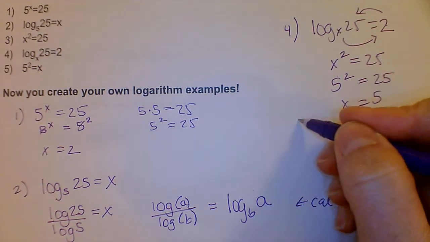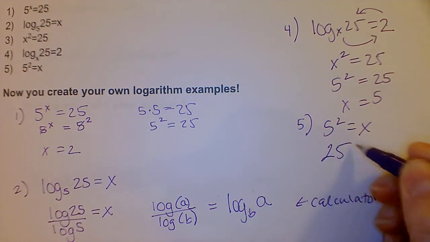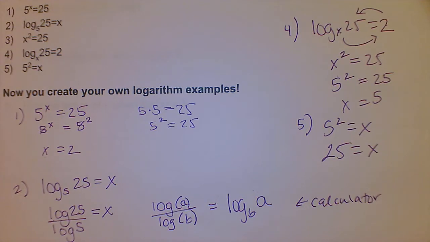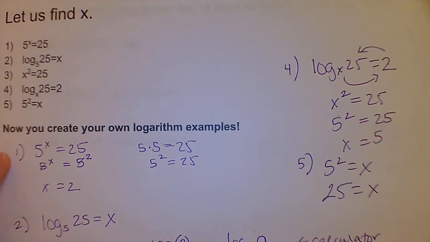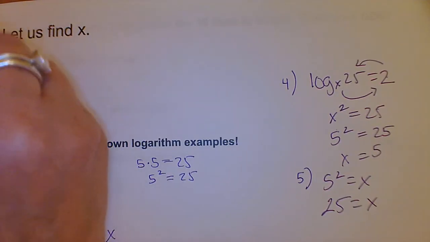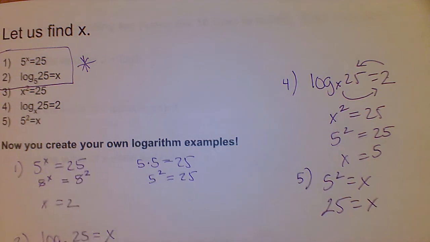And the last one, number 5. 5 squared equals x. Yes, everybody knows 25 equals x. And we're done. Okay, so again, if you want to go over these, I'm thinking number 1 and number 2, these are your most important, number 1 and number 2.